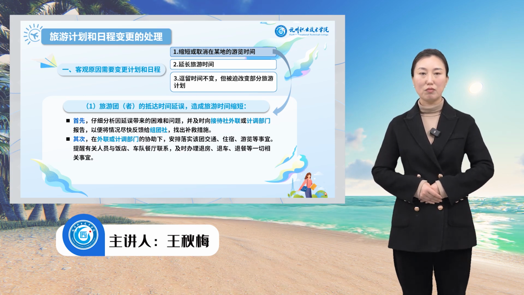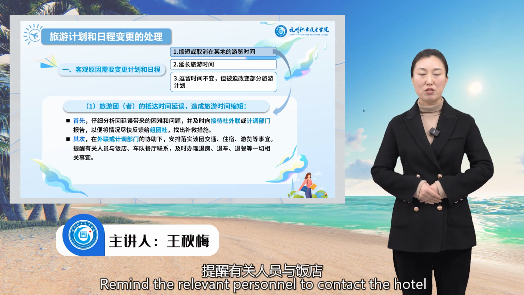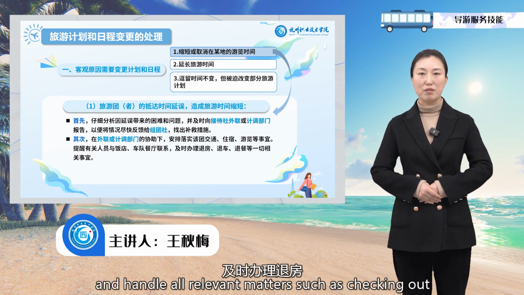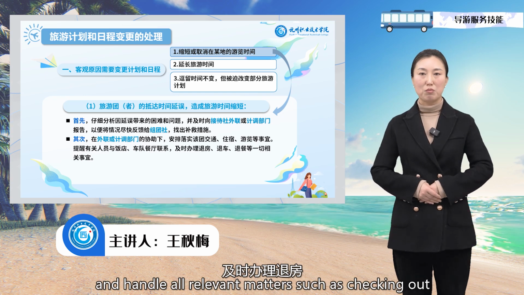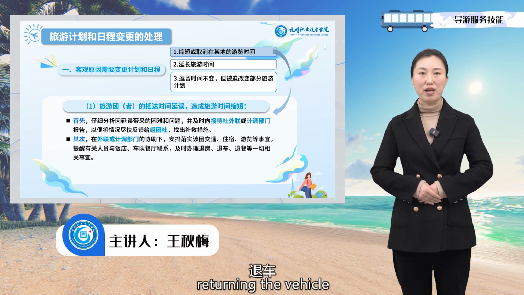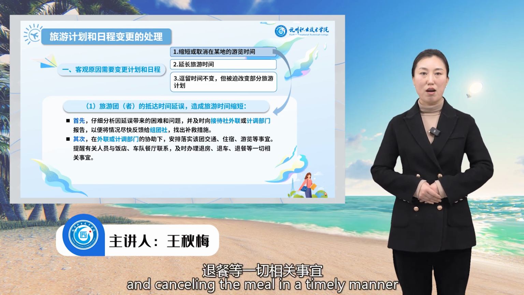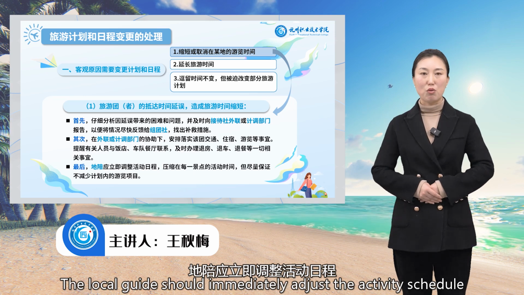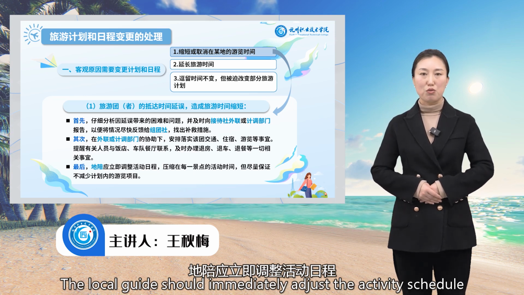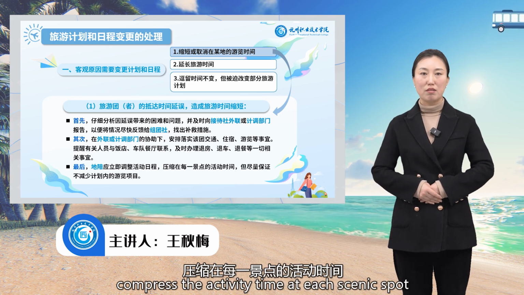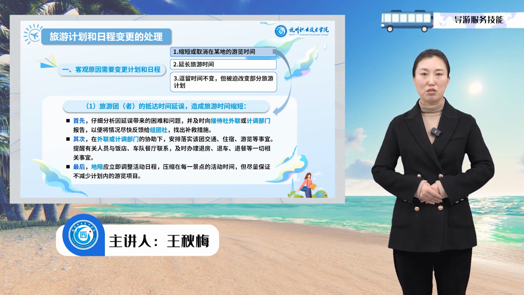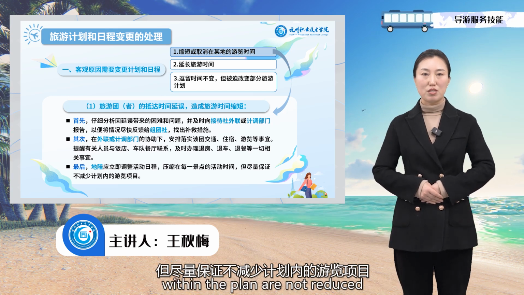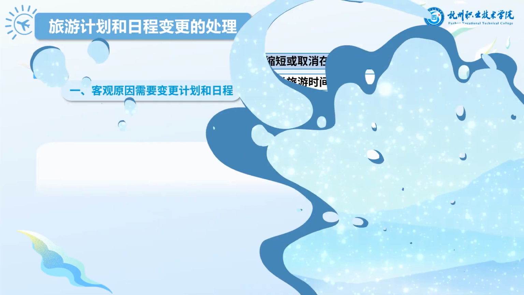Remind the relevant personnel to contact the hotel, fleet, and restaurant and handle all relevant matters, such as checking out, returning the vehicle, and canceling the meal in a timely manner. The local guide should immediately adjust the activity schedule, compress the activity time at each scenic spot, but try to ensure that the sightseeing projects within the plan are not reduced.